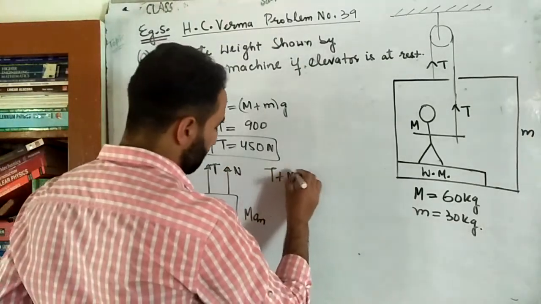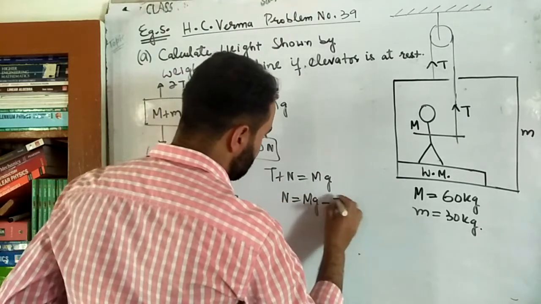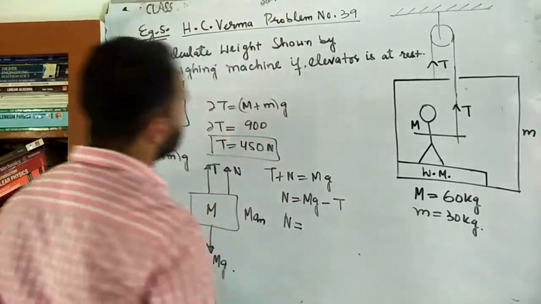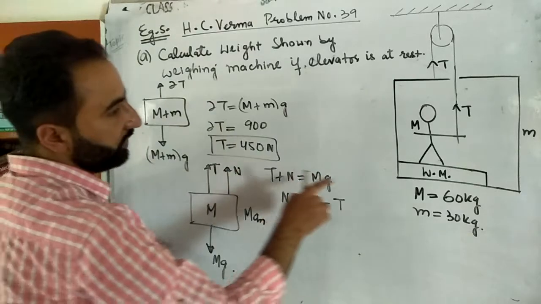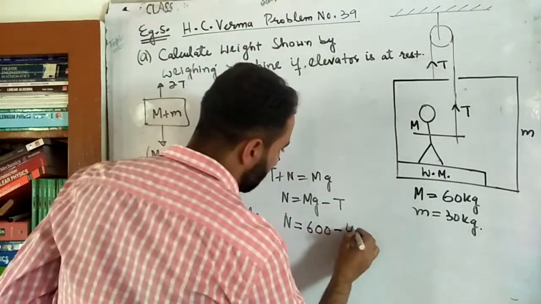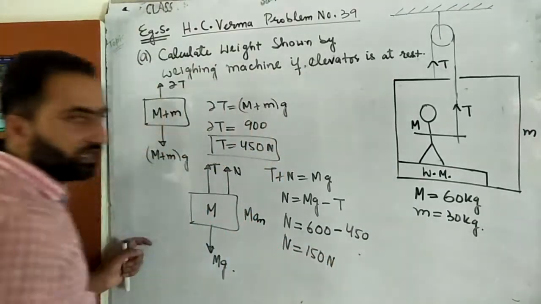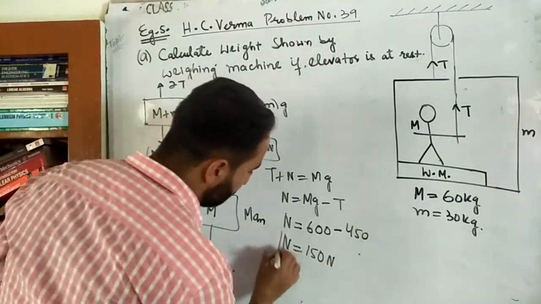T plus N will be equal to capital M multiplied by G. N will be equal to capital M multiplied by G minus T. Now look, how much is capital M? That's equal to 60. So this is 600 minus, we have calculated this 450. So the normal reaction comes out to be 150 Newton. How much? 150 Newton. That means this is the normal reaction.